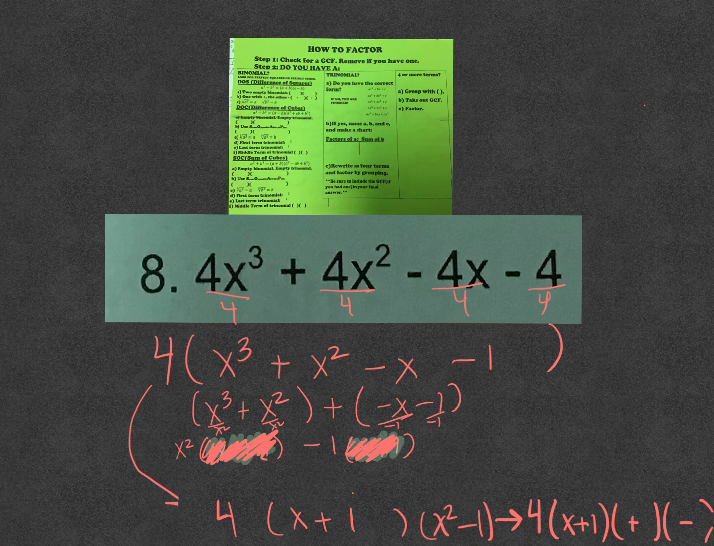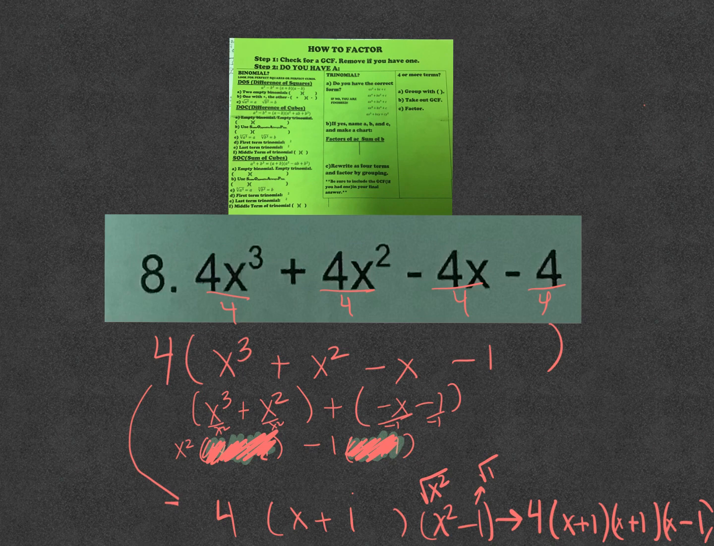I'm going to take the square root of x squared. And that is x. It'll go in the first spot of each binomial. I'm going to take the square root of 1. That's 1. And now I know I'm finished because I do not have a perfect square variable. Like this is a perfect square, and this is subtraction, but my variable is not squared.